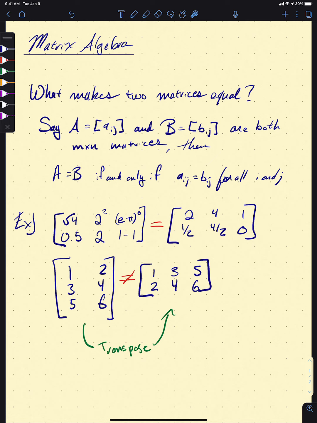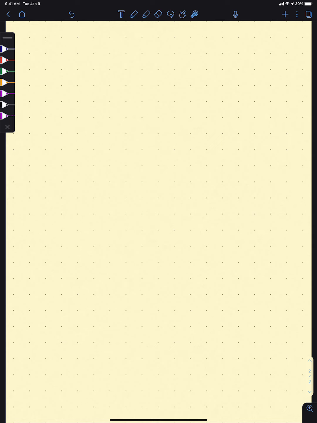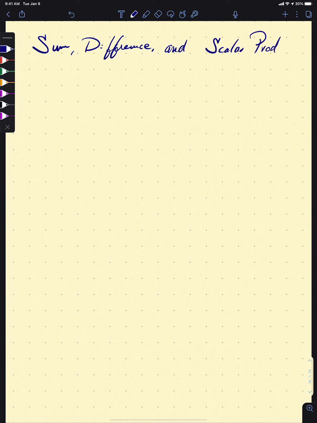So now that we have this notion of equality, we can talk about what the sum and difference equals. So let's take a look at that. Take a look at sum, difference, and a new thing that we get when we're working with matrices called the scalar product. This is different from standard multiplication, or at least standard multiplication of matrices. You'll see why in just a second.